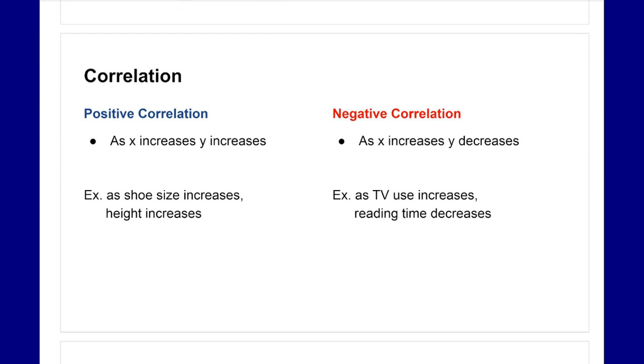We could have two types of correlation, positive and negative. If we have a positive correlation, that means as our x variable increases, the y variable does the same thing. So for example, if shoe size increases, so does your height, typically speaking. A negative correlation is that as the x variable increases, the y variable decreases. So this might be something where as TV use increases, reading time decreases. The more time you spend on TV, the less time you're going to spend reading.